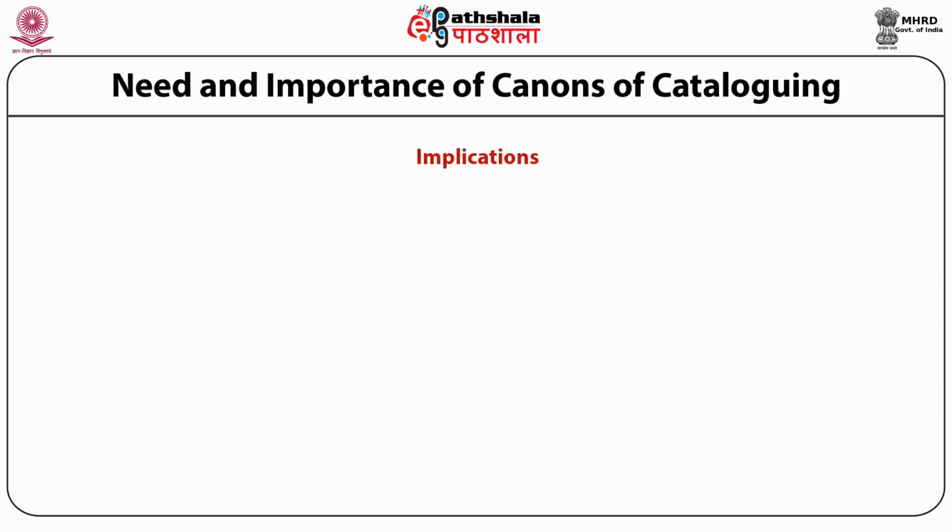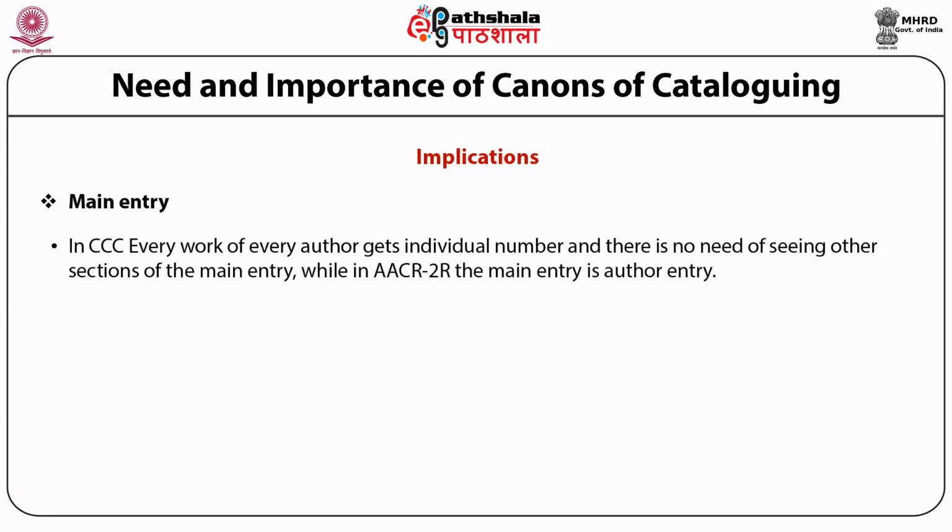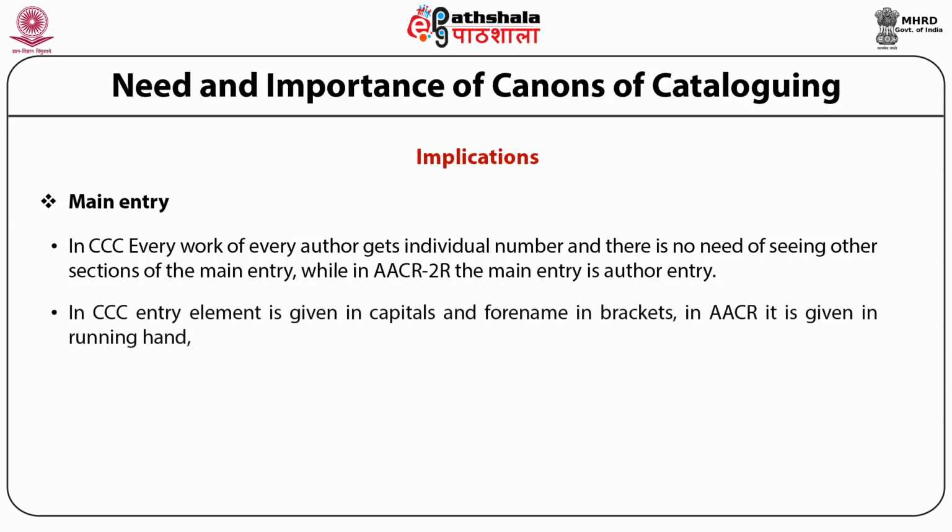Implications of Canon of Prepotence. Main entry. In CCC, every work of every author gets an individual number and there is no need of seeing other sections of the main entry because the main entry is under the call number of the book, which is the unique one. While in AACR2, the main entry is the author entry. In CCC, the entry element is given in capitals and the forename in brackets, while in AACR2, it is given in running hand.